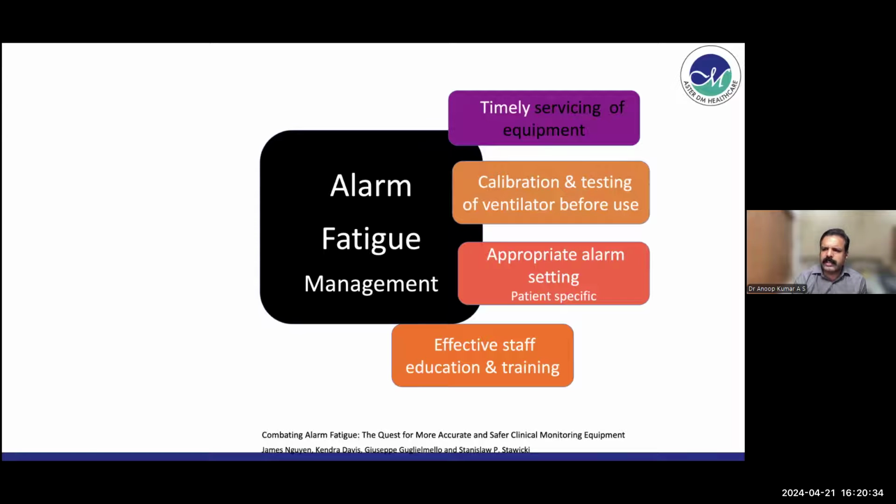So along with learning the basic concepts about alarm management and troubleshooting, you should go back and teach your ICU nurses also about these alarms, how to set them and how to react to them, and what the significance of those alarms is. That is very, very important.